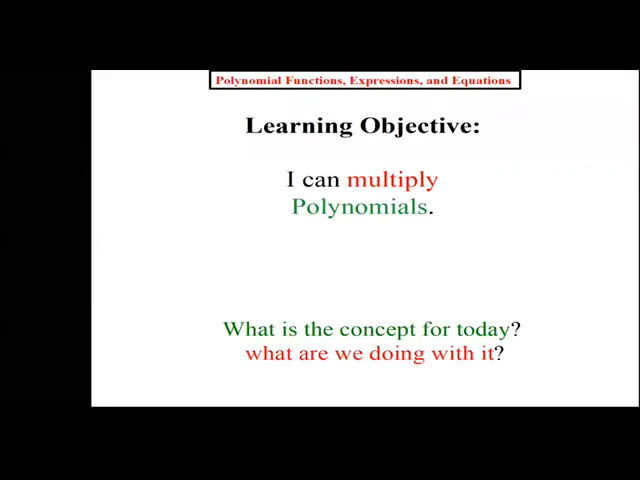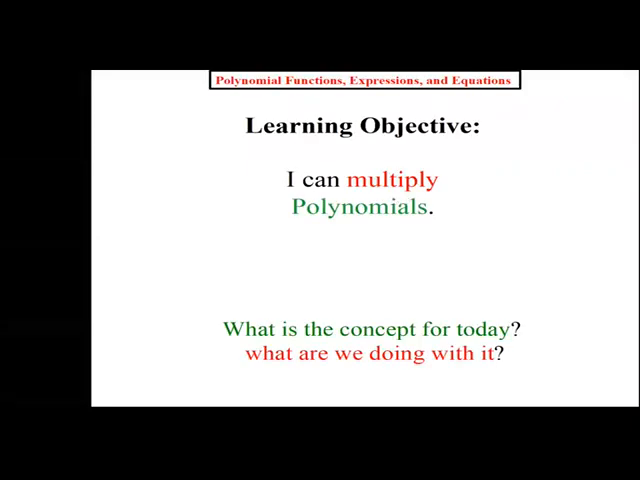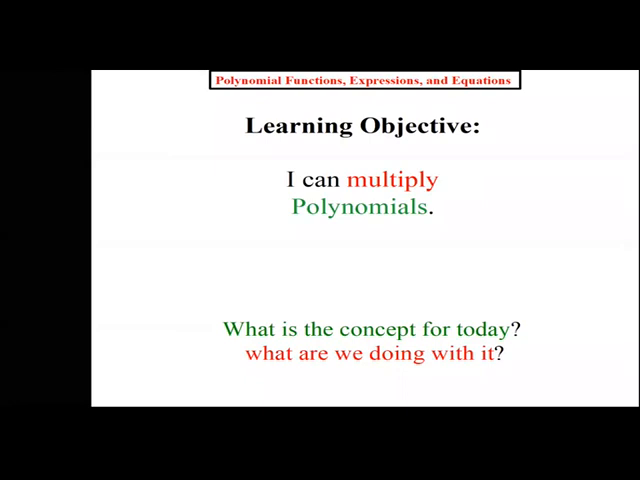All right. Let's get this party on the road. Let's go. Our objective for today: I can multiply polynomials. That goes on the bottom left of your notes. And by looking at it, what is our main concept still? Polynomials. And what are we doing today? We're still multiplying, Mr. Q. All right. I just wanted to make sure that you got it.